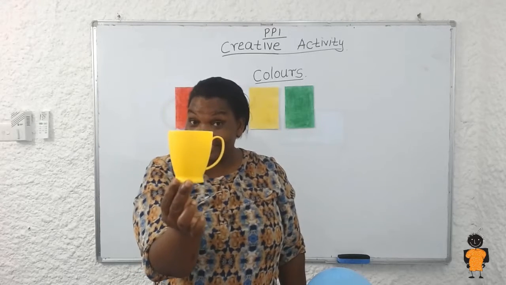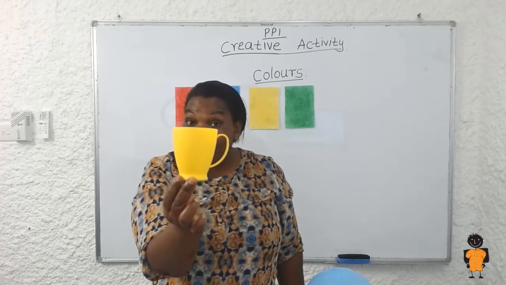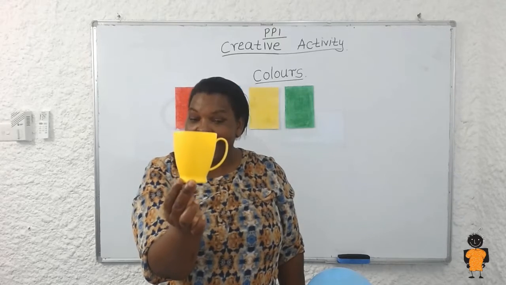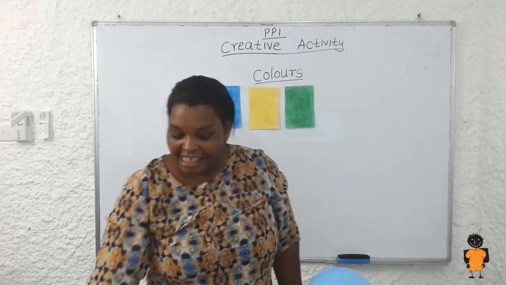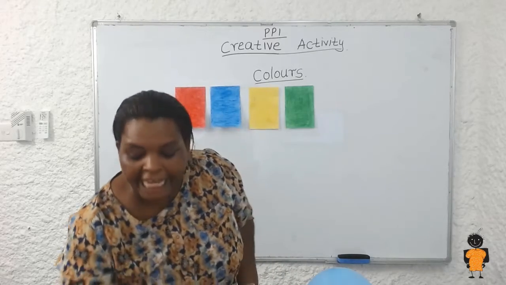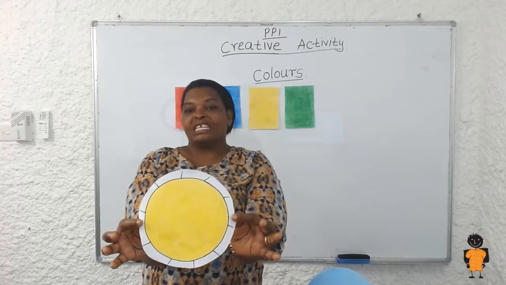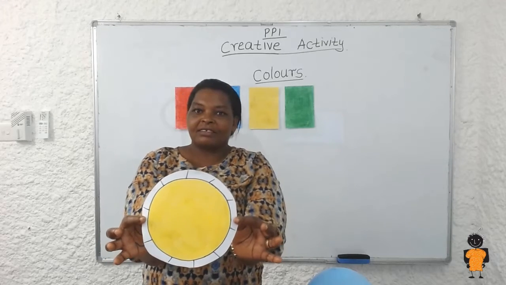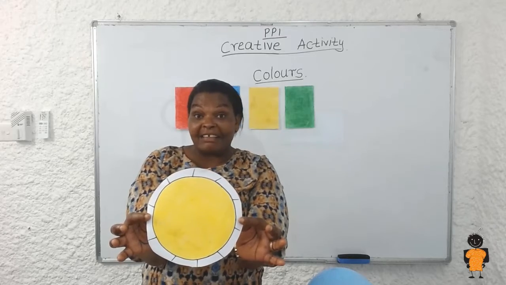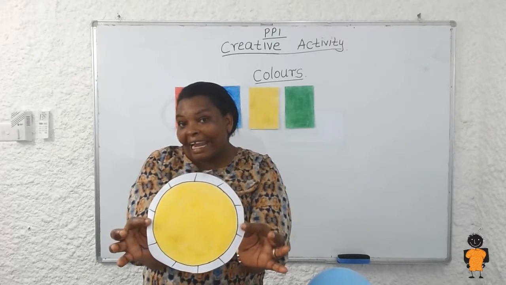And this cup is in yellow color. Okay, are we together? Yes. Yes, we have another object, and that is sun. Can you say sun? Yes, sun. Also, sun is in yellow color.